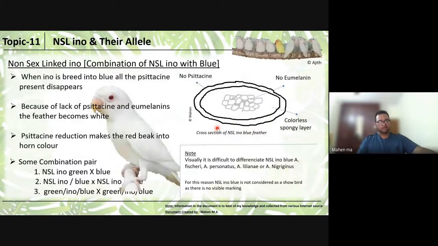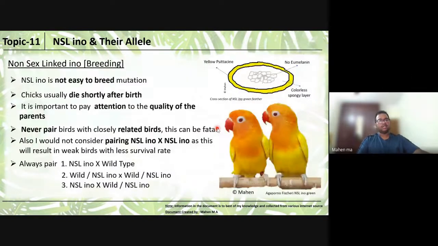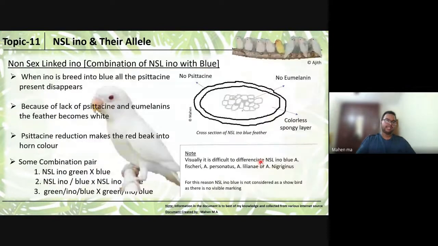Okay. So now, till here we talked about only the NSL Ino mutation, which is in combination with the wild type. That means the green type. So this is the green series NSL Ino bird. But what happens when we combine NSL Ino with the blue mutation?